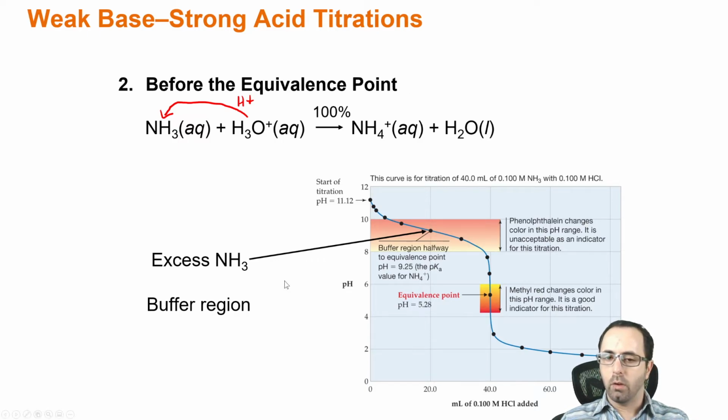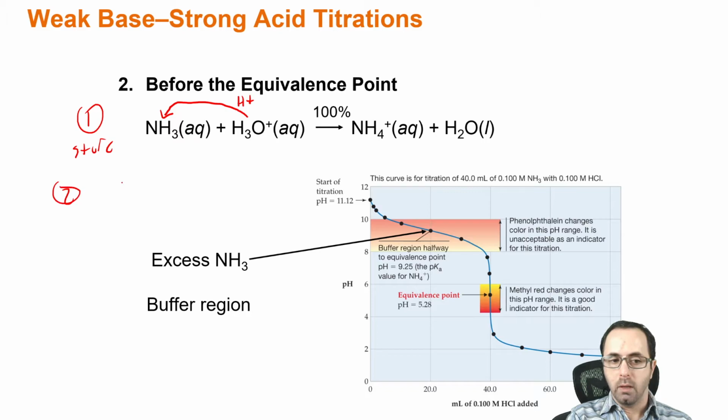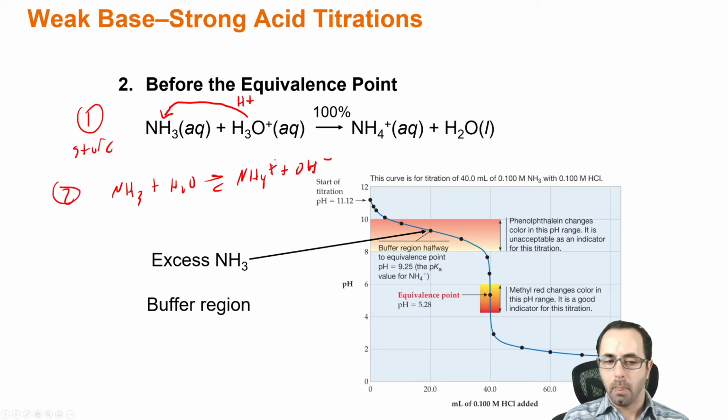In this case, let's say we were going to do the Henderson-Hasselbalch equation for the equilibrium. This would be step 1, the stoich step. That's the reaction for the stoich step. Then step 2 would be the base equilibrium of ammonia. But even though it's a base equilibrium, we can still use the Henderson-Hasselbalch equation.